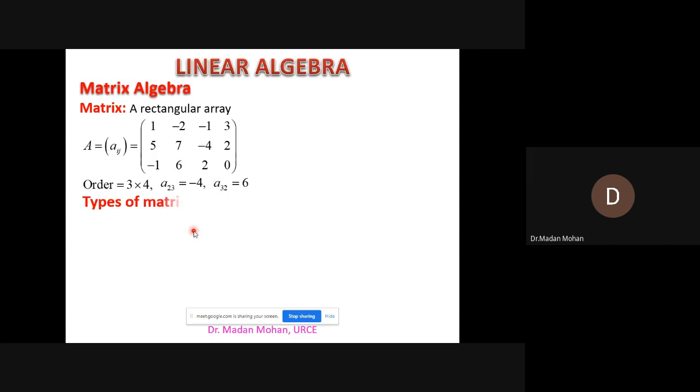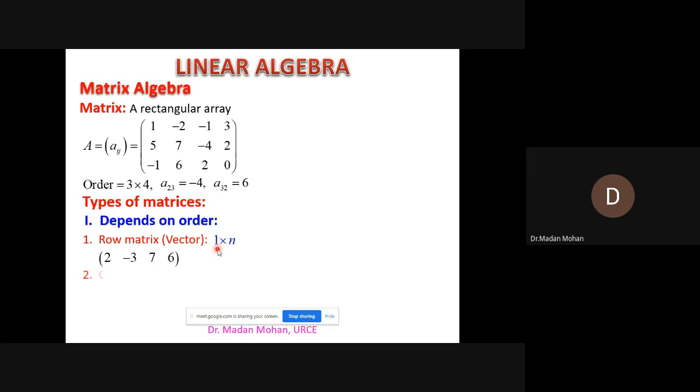Types of matrices. To remember easily, I am classifying 3 types. The first one depends on order, that is, the number of rows and columns. Type 1, row matrix. We also call it a row vector or simply a vector. An example is 2, minus 3, 7, 6. It contains only one row. Its order is always 1 cross n: any number of columns, but only one row.